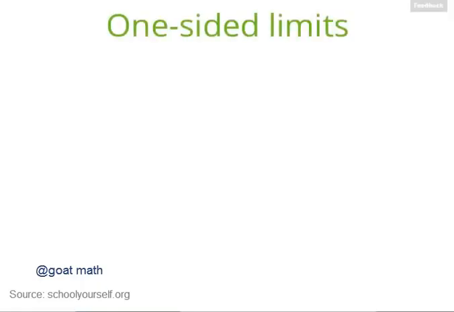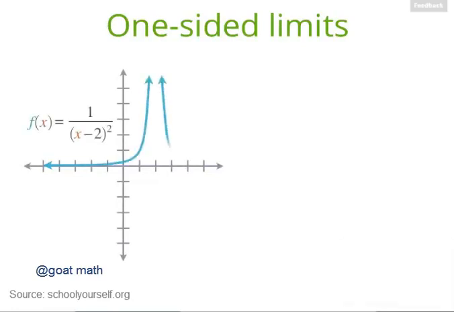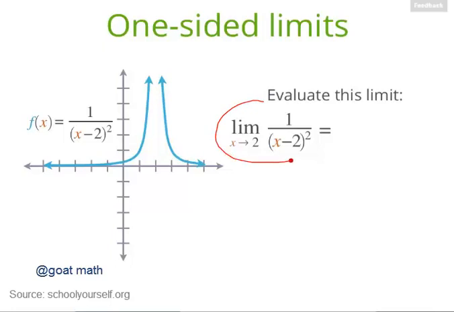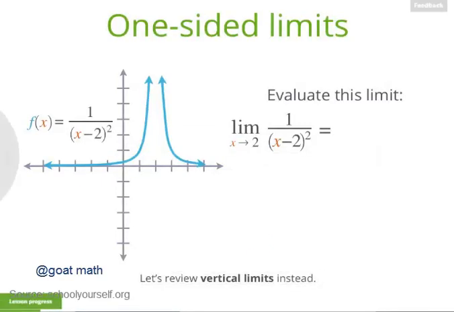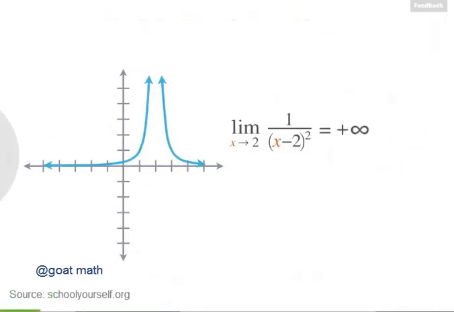Here we'll introduce what are called one-sided limits. But first, here's the function 1 over (x minus 2) squared. What's the limit as x approaches 2? If you'd like to review vertical limits, like this one, instead, then click down here. Exactly, this limit is positive infinity.